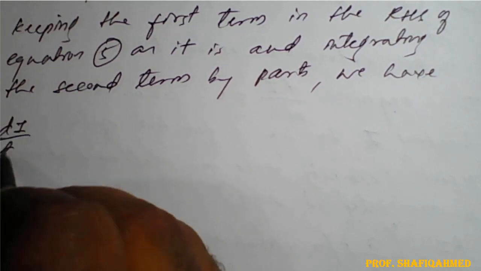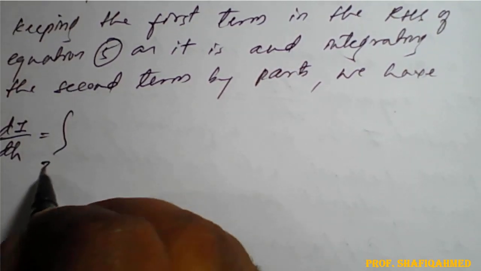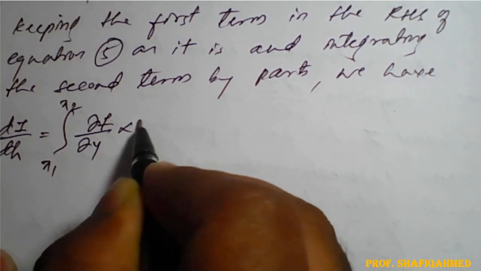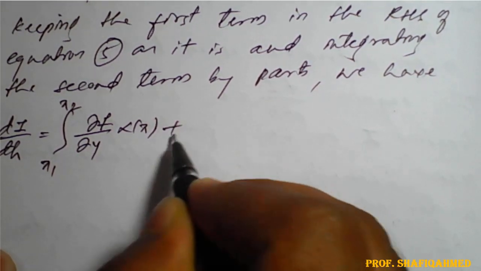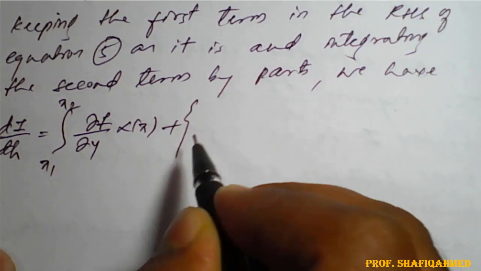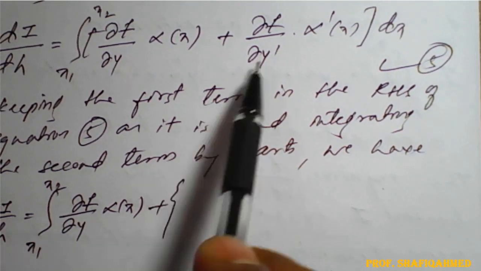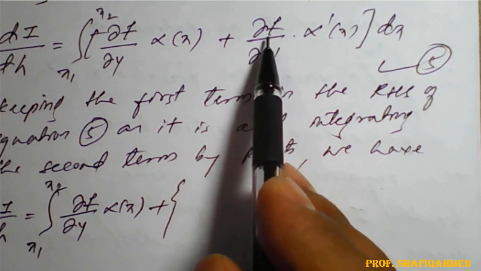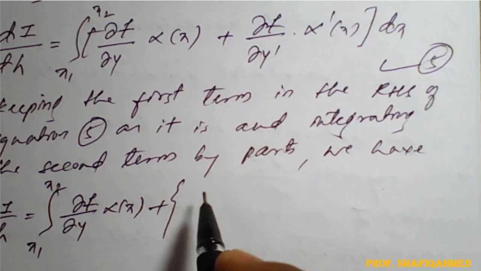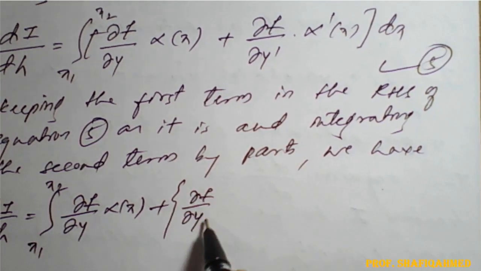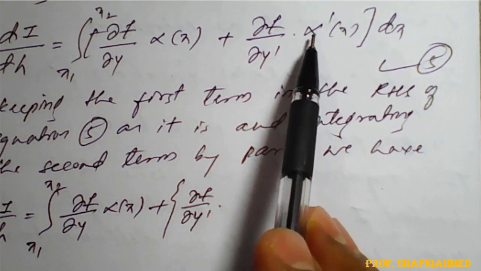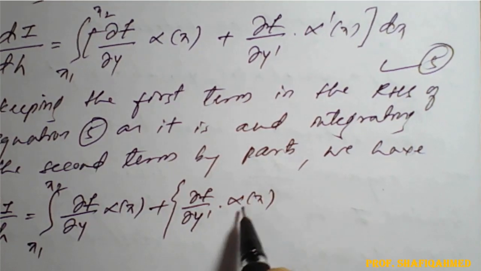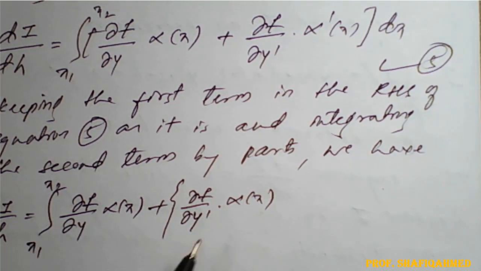that is dI/dh as it is, integration x1 to x2 also as it is, first term that is ∂f/∂y into alpha(x) also as it is, plus for the second term we need to apply by parts, that you can observe here. So this is the second term. We'll keep first u into v, so this is u and this is v, we'll keep ∂f/∂y' as it is, integration of alpha'(x) will become alpha(x), because differentiation of integration will be only the function.